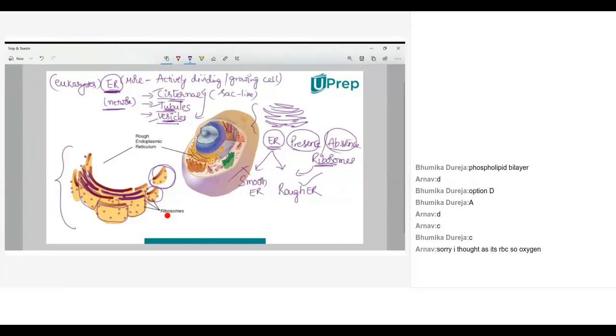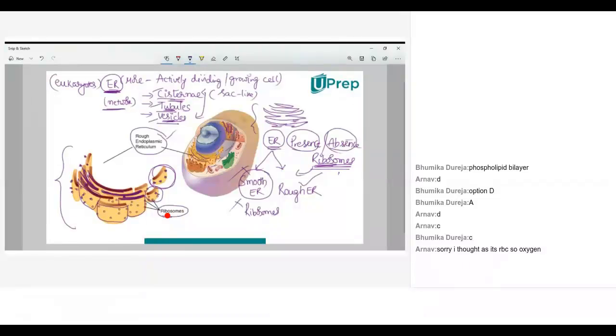Here they have shown the ribosomes as dotted-like structures. See this diagram. On the cisternae, on the vesicles, and even on the tubules, you have dotted-like structures. These are ribosomes. That's why we call this part rough endoplasmic reticulum. Apart from rough endoplasmic reticulum, you will have smooth endoplasmic reticulum also, where ribosomes are absent. So based on the presence or absence of ribosomes, endoplasmic reticulum may be rough or smooth, two categories.